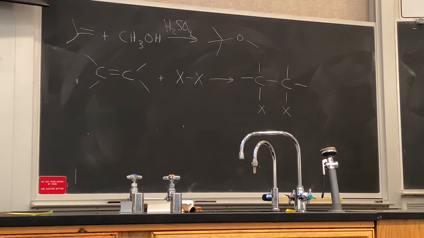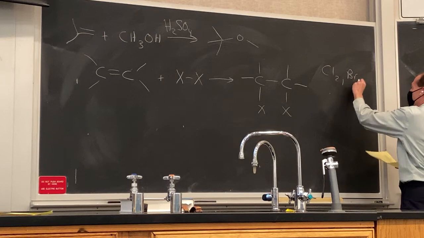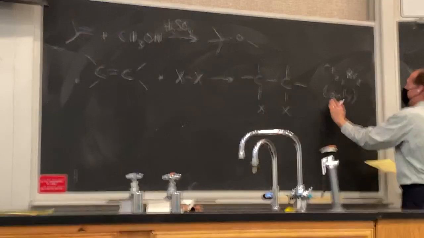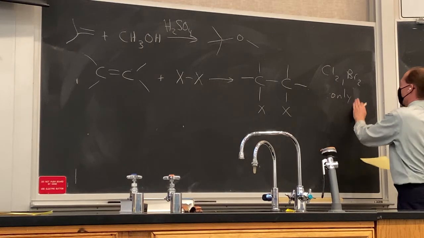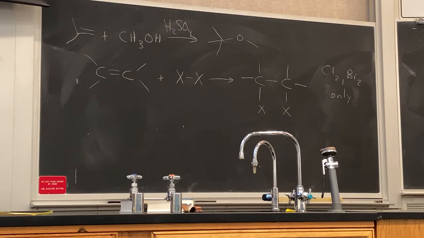Okay? This reaction only works with chlorine and bromine. The reaction with iodine is slow and endothermic. Those carbon-iodine bonds are very weak. The reaction with fluorine is violent and oftentimes causes fires. Fluorine is an exceptionally reactive molecule.